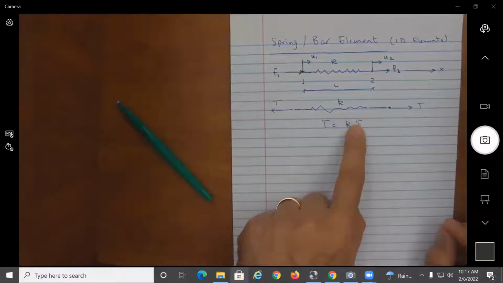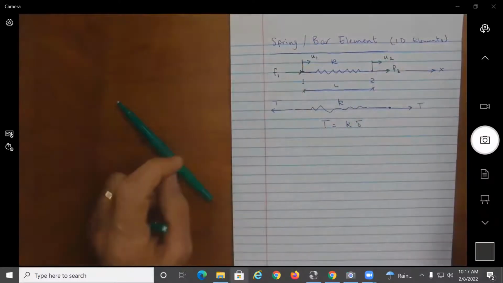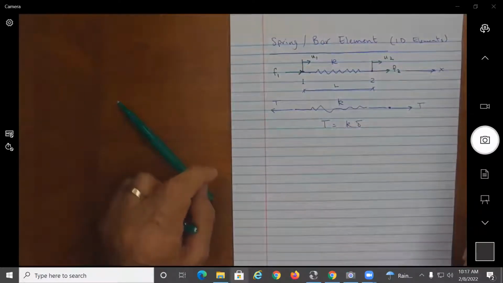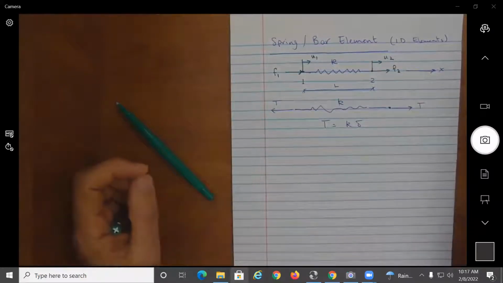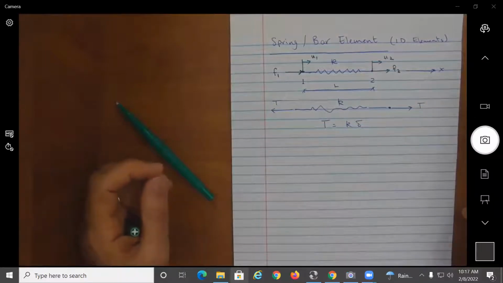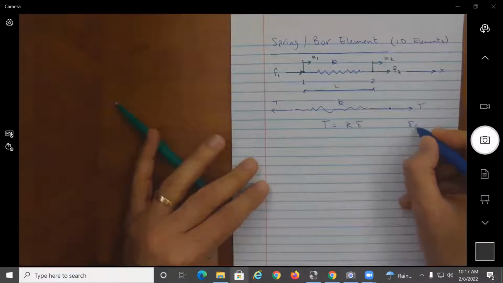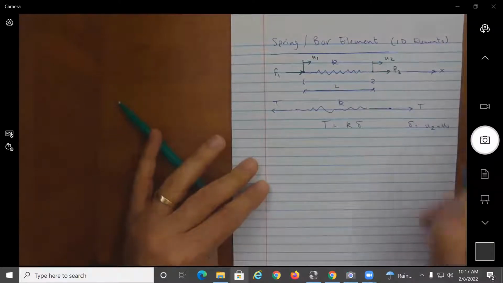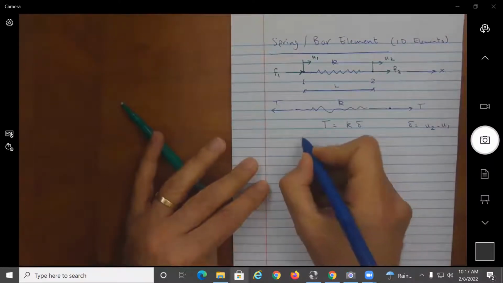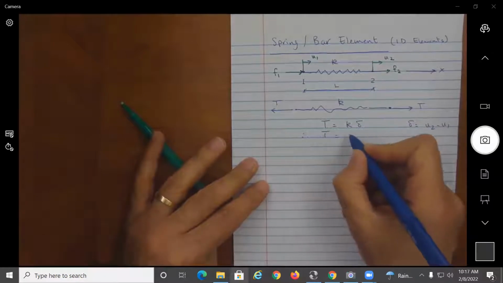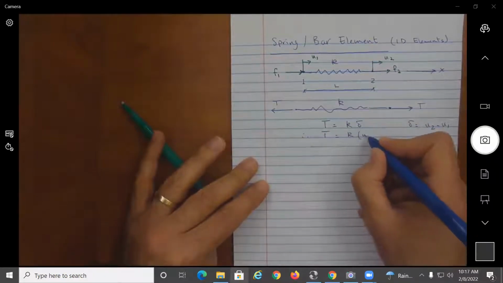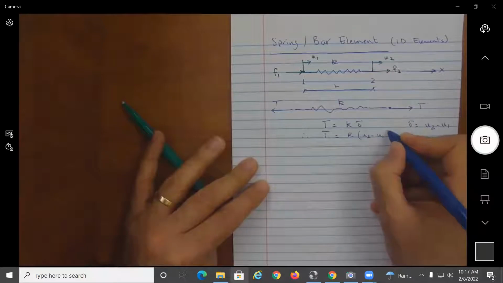How can I measure delta if I know U2 and U1? The elongation is going to have to be the difference between U2 and U1. So we can say that delta is equal to U2 minus U1. Therefore, T may be expressed as K times (U2 minus U1).